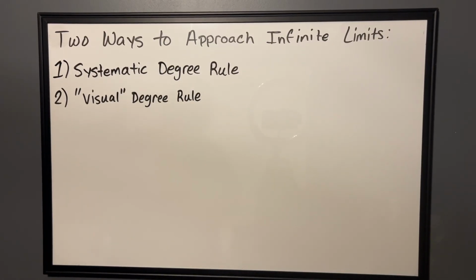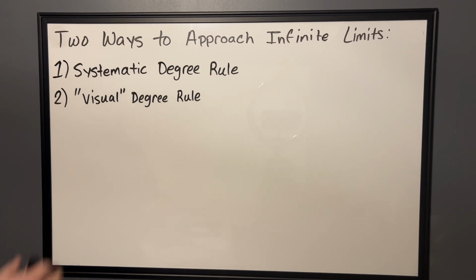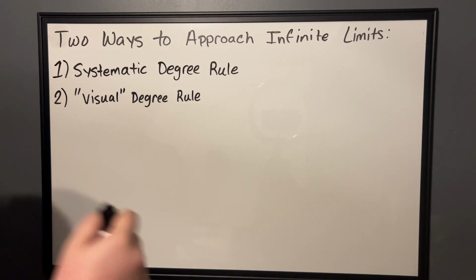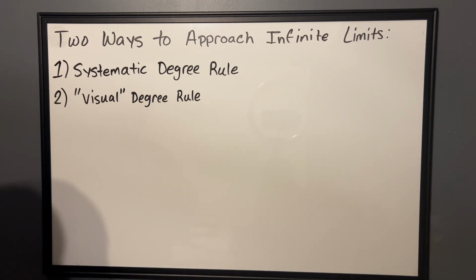In today's video, I want to discuss two ways we can approach infinite limits. So I'm going to discuss the systematic degree rule and the visual degree rule. Now, I put this in air quotes because that's kind of what I like to call it, because really, with this one, you can just look at the problem and you can see what the answer is. And I love it, but the problem is it usually doesn't fly on quizzes and exams.